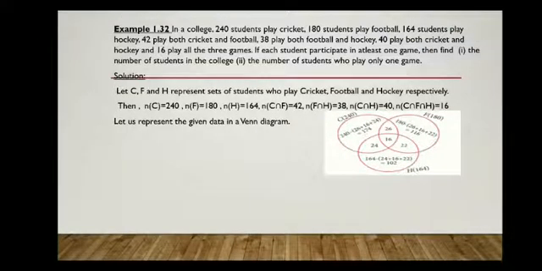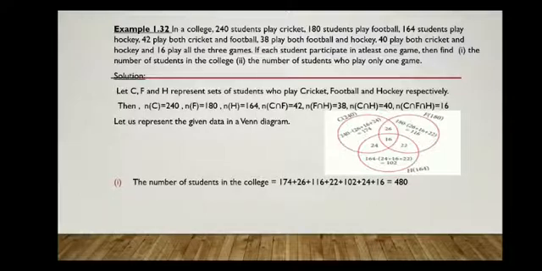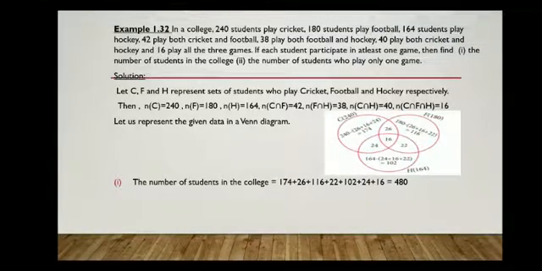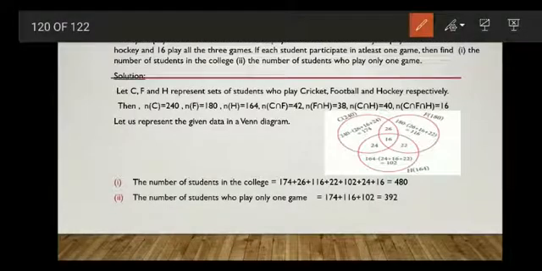From this Venn diagram, what is the number of students in the college? The total is 174 plus 26 plus 116 plus 22 plus 102 plus 24 plus 16. When you add these, you will get 480. So the number of students in the college is 480. Now the number of students who play only one game is this portion, this portion and this portion. So 174 plus 116 plus 102 will give us 392.